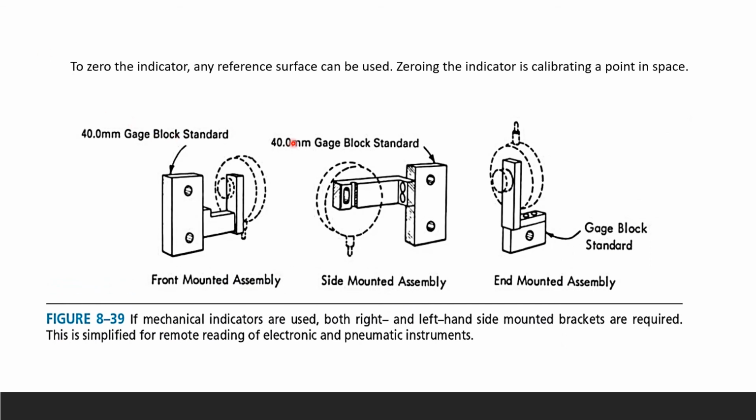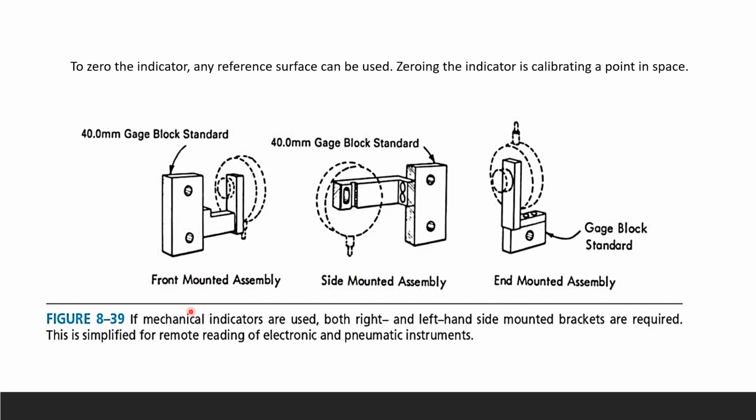Okay, so to zero the indicator, any reference surface can be used. Zeroing the indicator is calibrating a point in space. So if mechanical indicators are used, both right and left-hand side mounted brackets are required. Okay, so this is simplified for remote reading of electronic and pneumatic instruments.